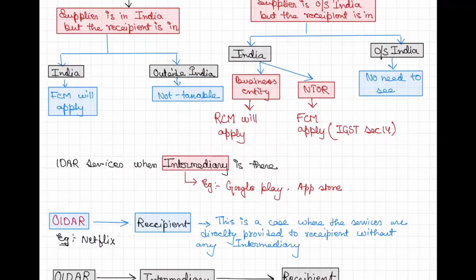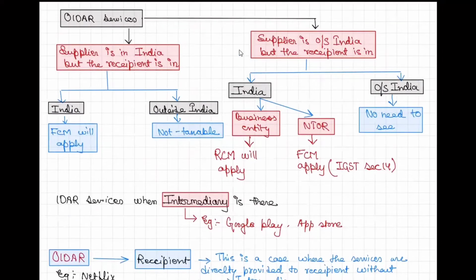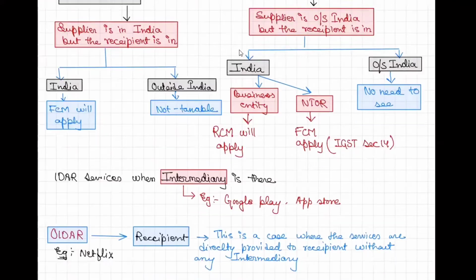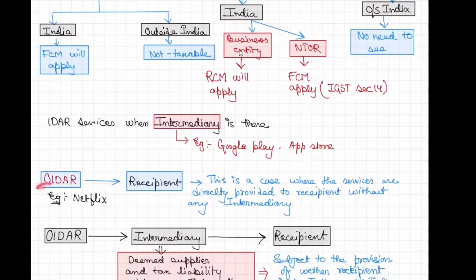When OIDAR is providing service to a recipient, this is a case where the services are directly provided to the recipient without any intermediary. We need to see the above illustration, whether the recipient is in India or not, and whether OIDAR is in India or not. I've taken the example of Netflix, which means this second condition will apply. We check whether the recipient is in India or outside India, a business entity or non-taxable. So OIDAR directly to the recipient, we can find out by the above table.